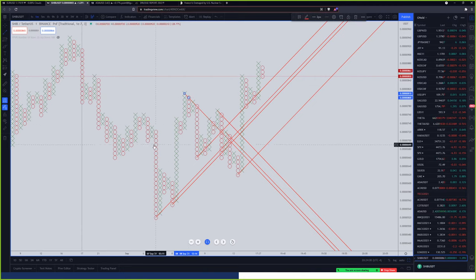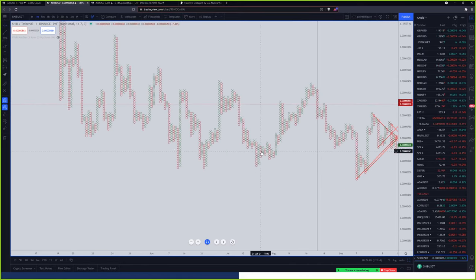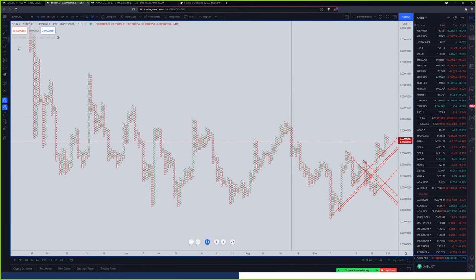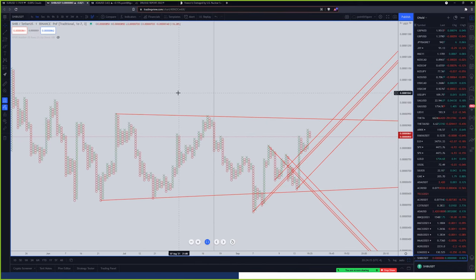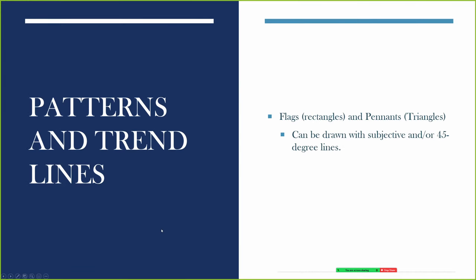That is it. That's how you draw trend lines. Now, you can draw subjective trend lines, which is how you would draw trend lines on candlestick charts, where you're connecting them from other peaks and so on. I generally don't do this a lot. I tend to stick with just the 45 degrees. But that's each their own. That's how I teach it, though, at least. I still do use subjective trend lines, just not often enough that I would want to teach it.